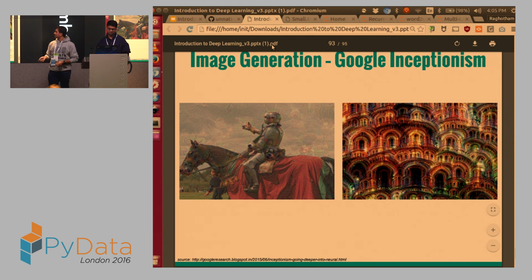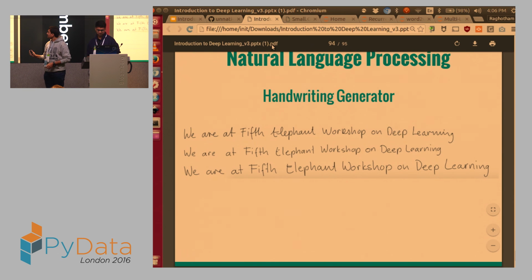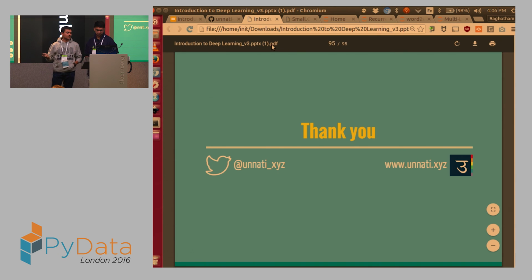This is one famous example, image generation by Google Inceptionism. You feed it a lot of paintings and images and then ask the model to paint on its own. And this is what you get out of that. Then you can also do handwriting generation. So there is an endless number of applications there.